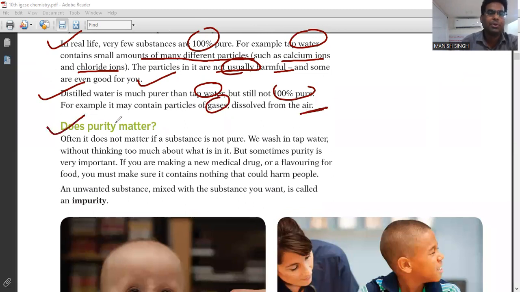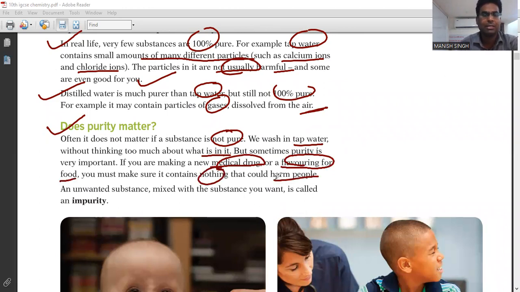Right. So does purity matter? Often it doesn't matter if a substance is not pure. We wash in tap water without thinking too much about what is in it. But sometimes purity is very important, if you are making medical drugs or flavouring for food. You must make sure it contains nothing that could harm others. An unwanted substance mixed with the substance you want is called an impurity.